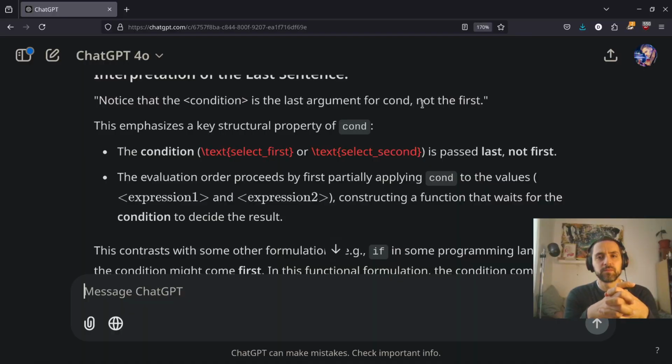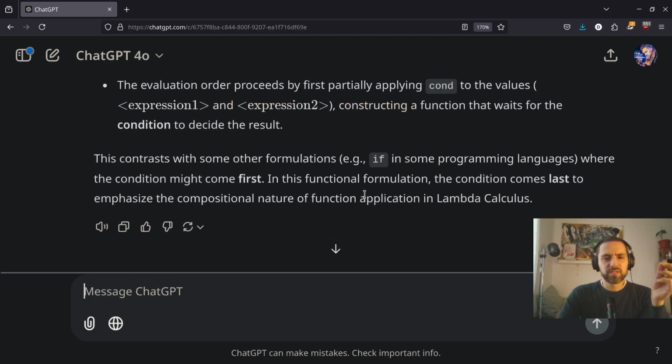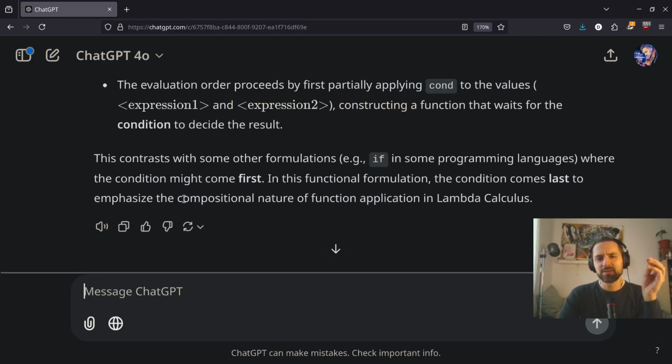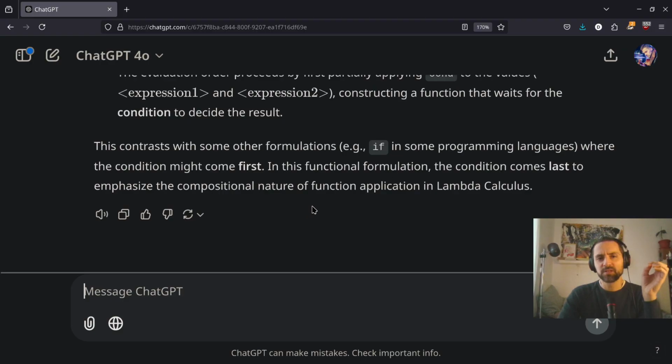Oh. Yes, the evaluation order proceeds by first partially applying cond to the values, constructing a function that waits for the condition to decide the result. I guess that's like make pair, right? This contrasts with if in some other programming languages, where the condition might come first. In this functional formulation, the condition comes last to emphasize the compositional nature of functional application in Lambda Calculus.